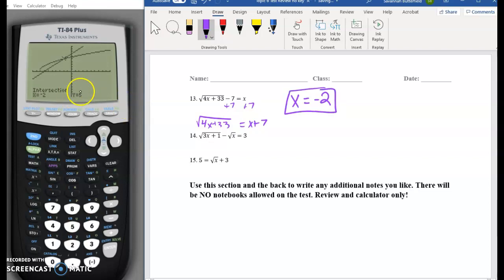I do not care about the y value because there's not a y in this original function. So there's no solution for y to be found, okay? So that only shows up because we graphed it. We don't actually care about it.